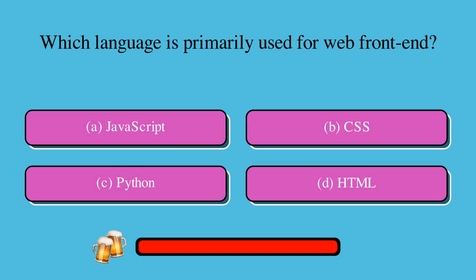Which language is primarily used for web front end? Is it A, JavaScript, B, CSS, C, Python, or D, HTML? The correct answer is A, JavaScript.